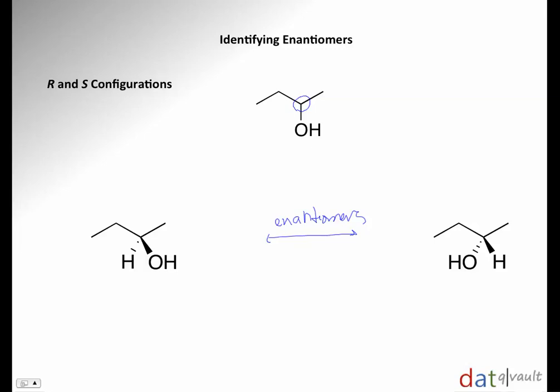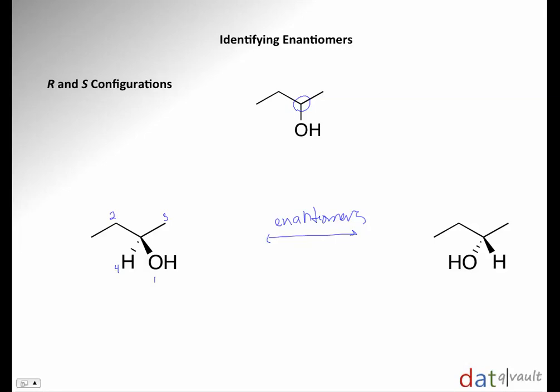So first, let's give the substituents on this molecule priorities. So the hydroxyl group is of course going to have the highest priority, the ethyl group second, and the methyl group third, and of course the hydrogen is going to have the lowest priority. So the lowest priority substituent in this molecule is faced back and away from us, which is good, that's what we want.